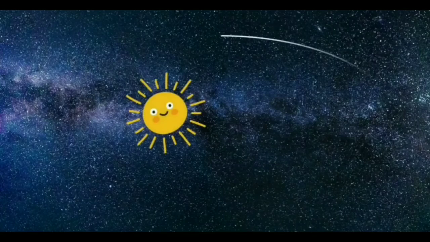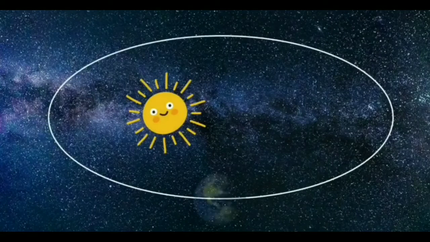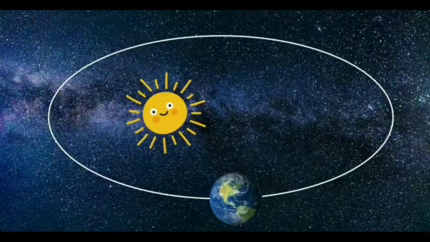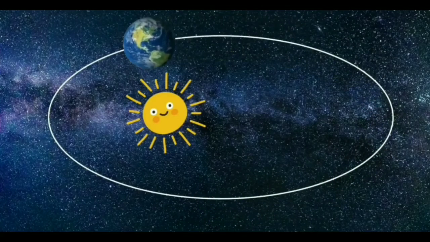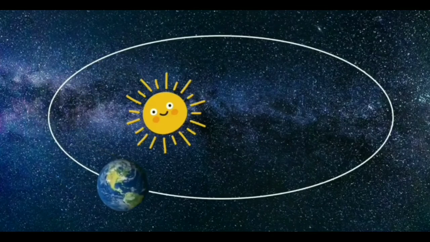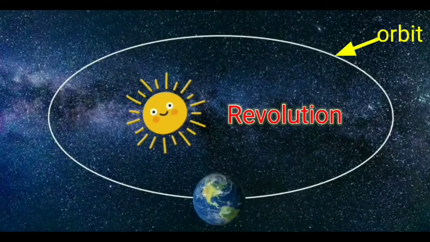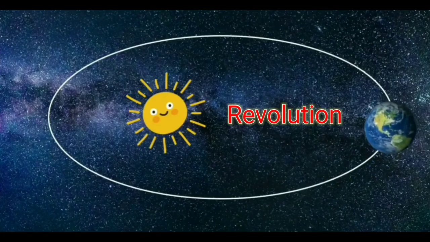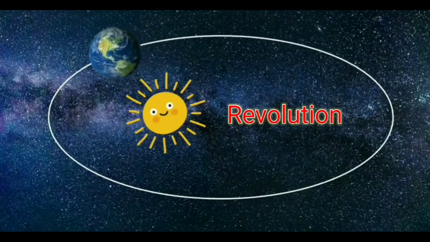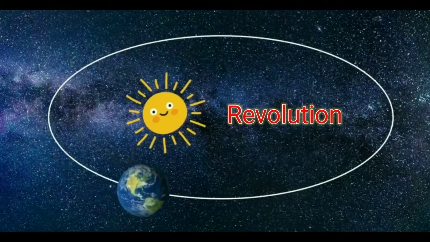Now let's see how earth revolves around the sun. While rotating on its own axis, the earth also moves around the sun on a fixed path called orbit. This movement of earth around the sun is called as the revolution.